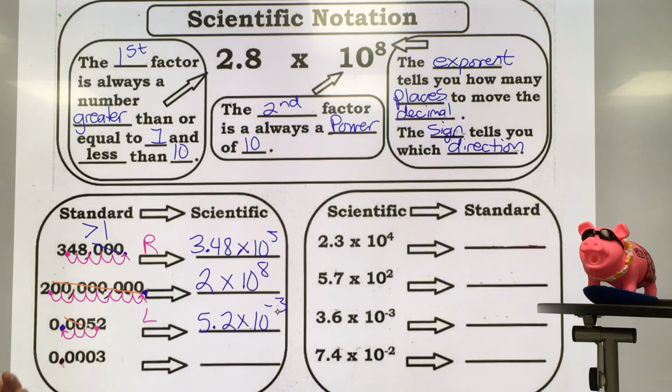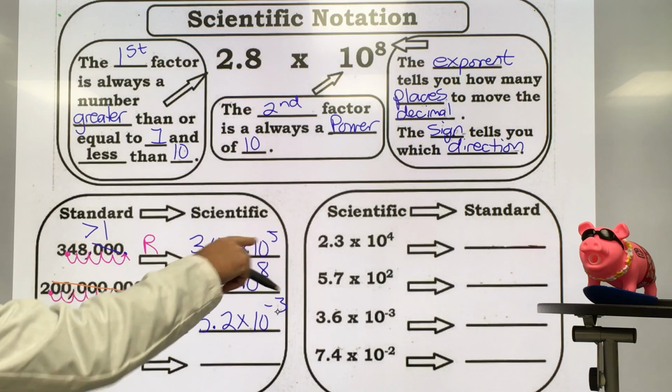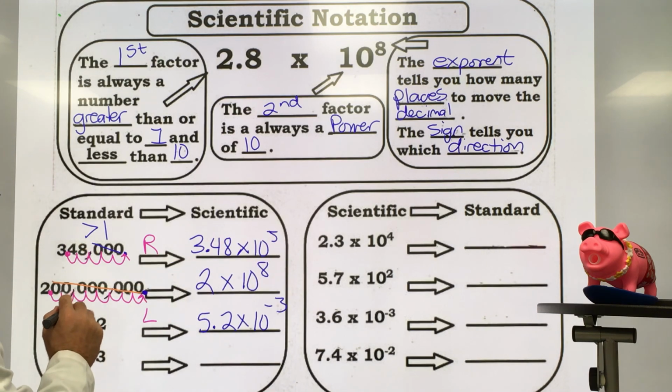Again, I made my exponent negative because I was moving left from new to original. Or you can determine, is my number greater than 1? If it is, it would be a positive exponent. Or is it between 0 and 1? Then it would be a negative exponent.